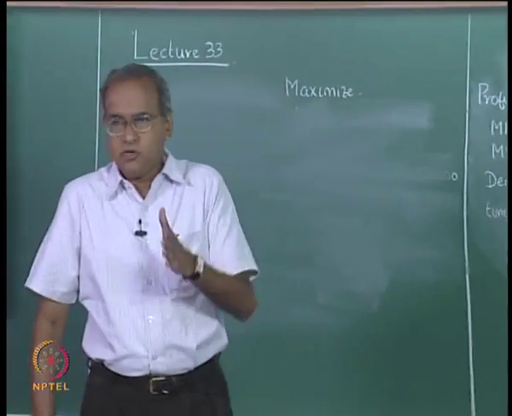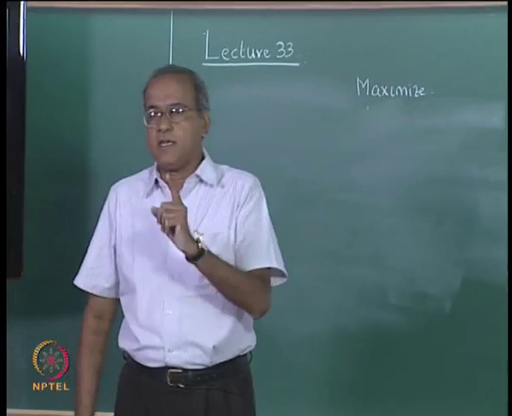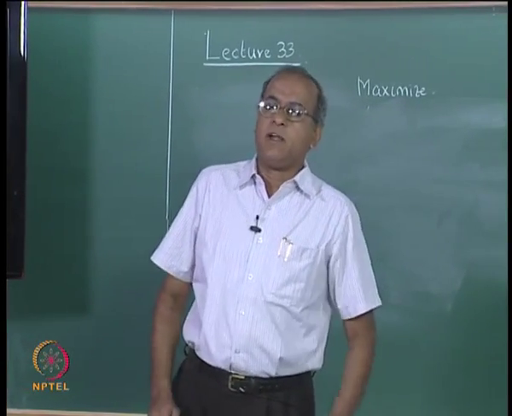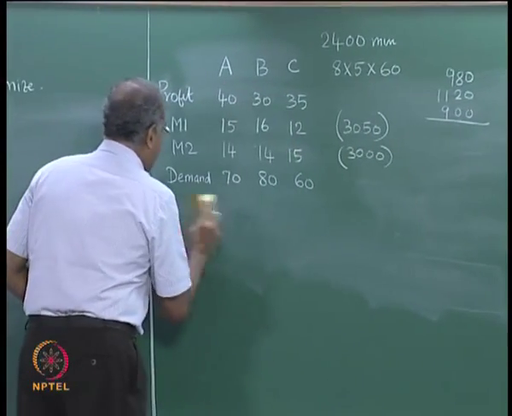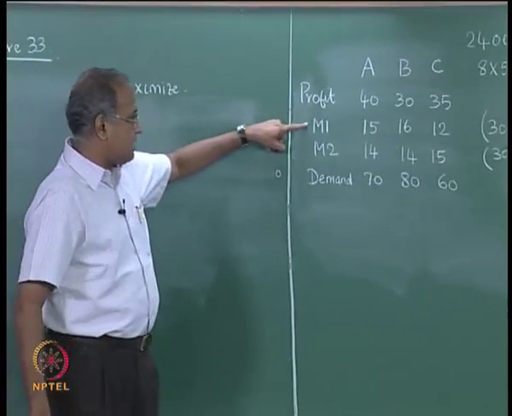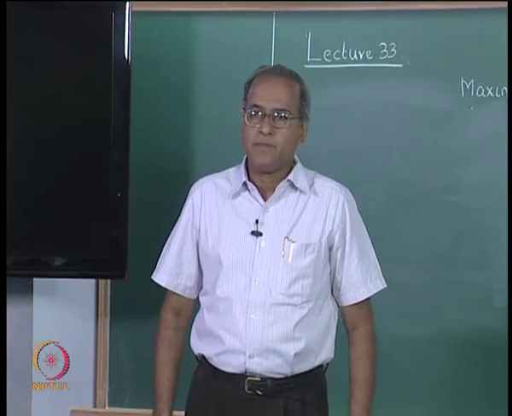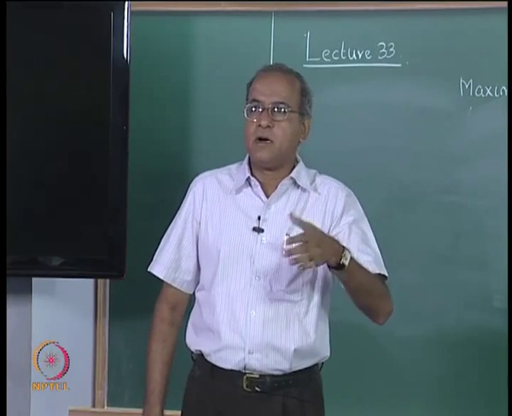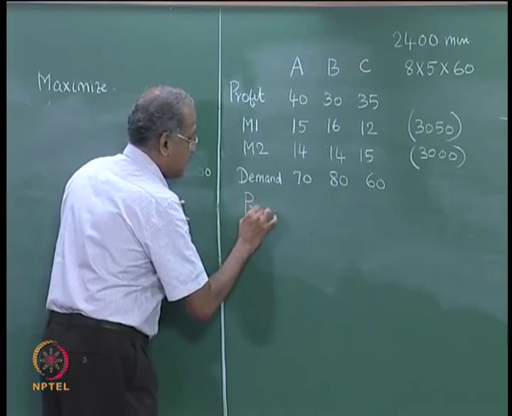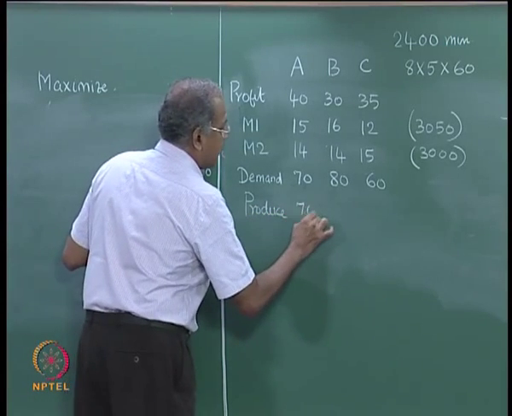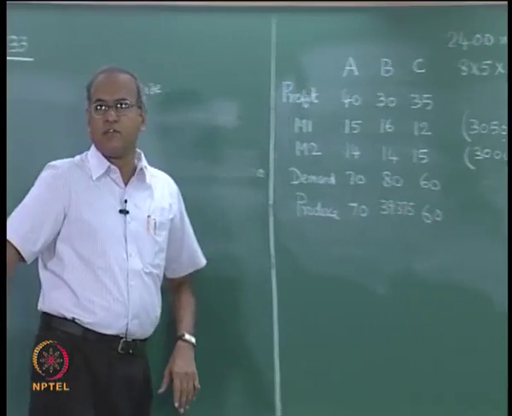Actually, TOC should not be applied in this case, because TOC will work only when there is one bottleneck machine. But if we try to apply TOC to this situation, we will take M1 because it is a higher bottleneck compared to M2. So, if we apply TOC rule based on M1, we will get the same solution which says produce 70 of A, 60 of C and 39.375 of B.